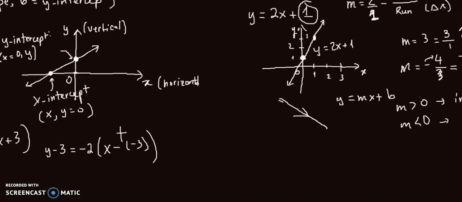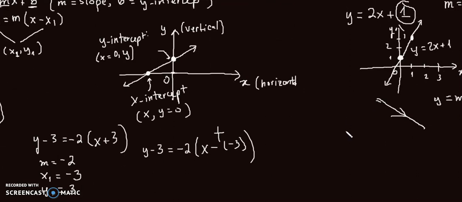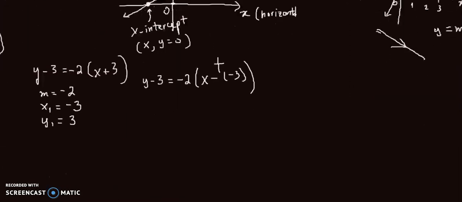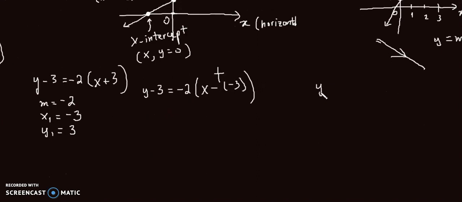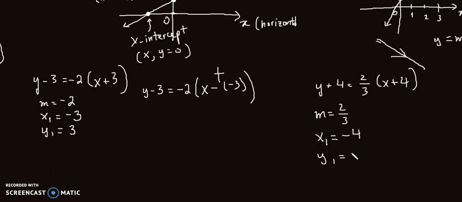All right, now let's consider another problem. So an example. Let's say I have y plus 4 equal to 2 over 3 times x plus 4. In this case, my slope equals 2 over 3. x1, again, this is positive, so my x1 would be negative 4, and y1 would be negative 4 because of the change in the sign here.